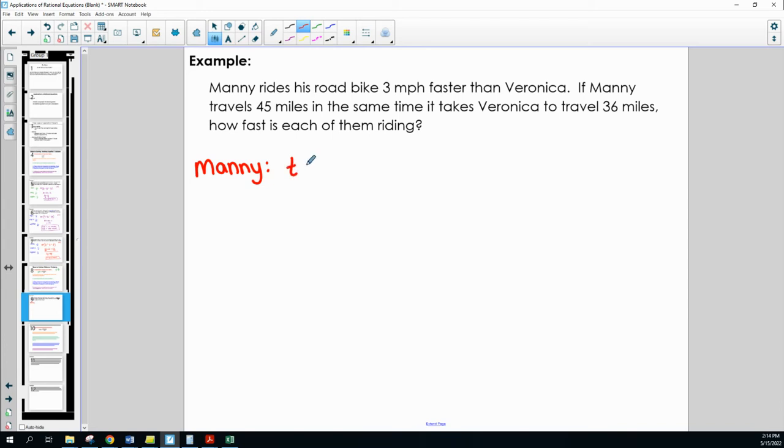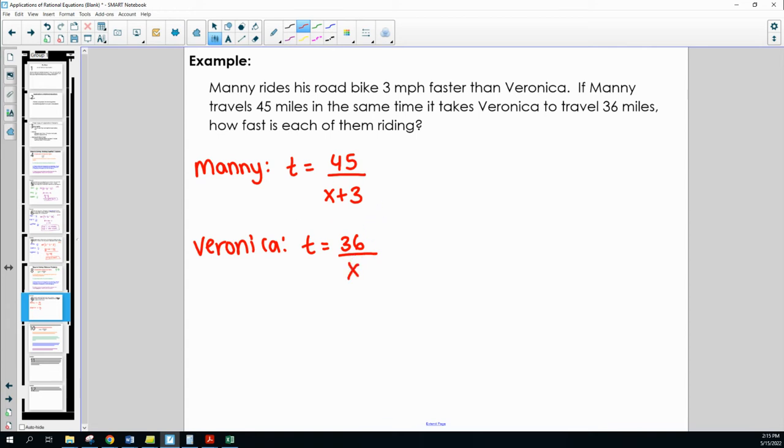So Manny's time is going to be his distance, which is 45, over his rate. Now we know that his rate is 3 miles an hour faster than Veronica. So I'm going to call his rate x plus 3. That means that Veronica, her fraction would be her time, which is equal to her distance, which is 36, over her rate. Well, if Manny's rate is x plus 3, that means Veronica's rate must be x.